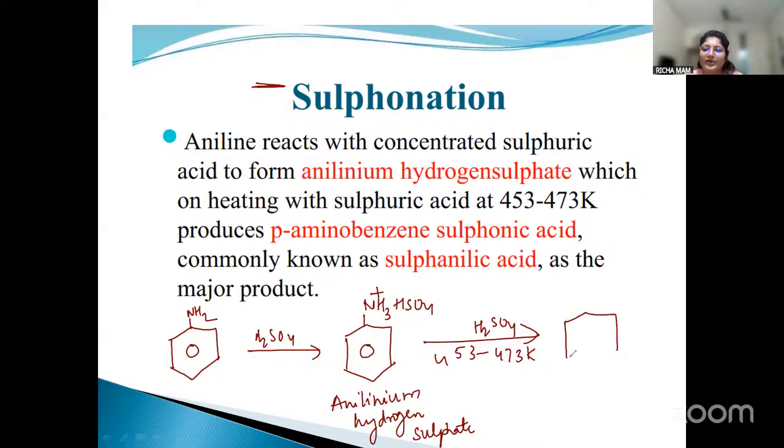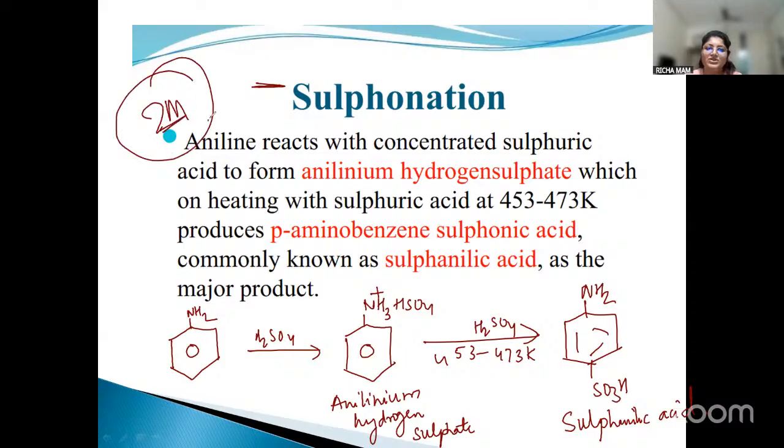I am going to get sulfanilic acid, with SO3H. So this is sulfanilic acid. This is the reaction, so mark this as important. There can be a question: give the sulfonation reaction on aniline. So this way you have to write it. This is the major product.